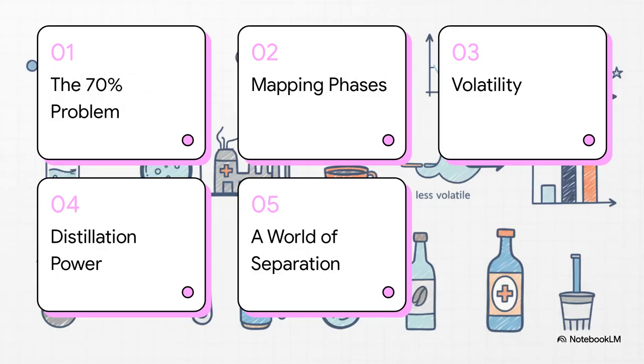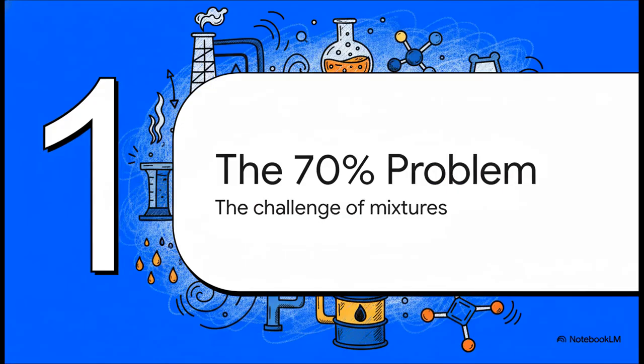So here's our roadmap for today. First, we'll tackle that 70% problem and why separation is such a beast. Then we'll get into the cool science of phase maps and this key property called volatility. From there, we'll see how distillation puts it all into practice. And finally, we'll zoom out and see how this one idea literally builds the world around us. Okay, let's start with that 70% problem.